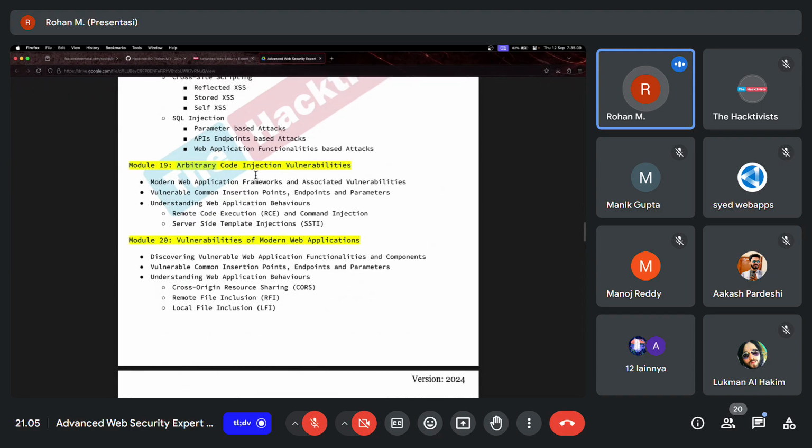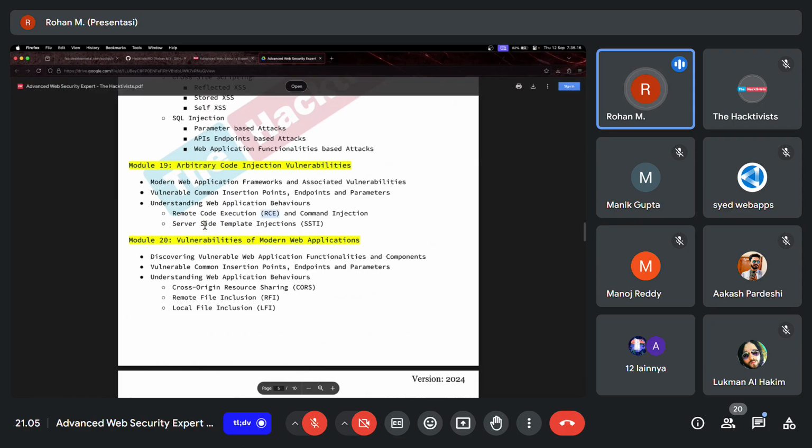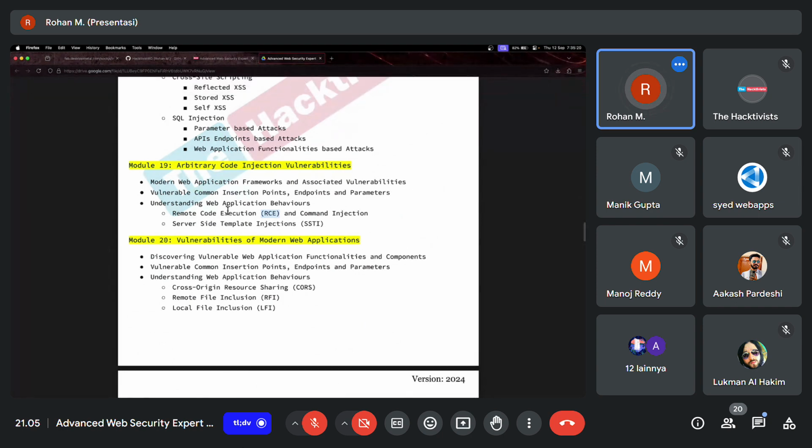Then arbitrary code injection, remote code execution, a P1 as you know it, and server-side template injection. We will be discussing them as well in detail, practically, on live applications.